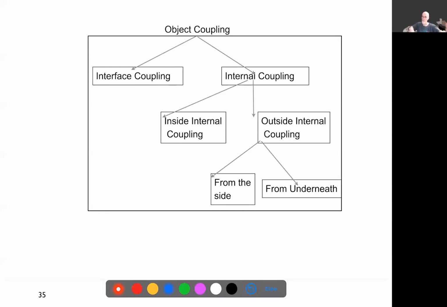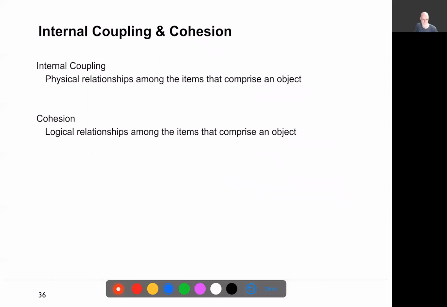When does one thing reference another thing? How many times does it reference it? How detailed is that referencing? And so even inside of a class, we can talk about the coupling between elements of that class.